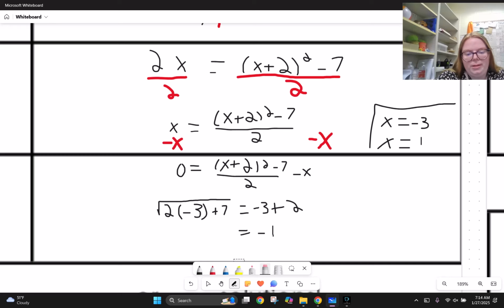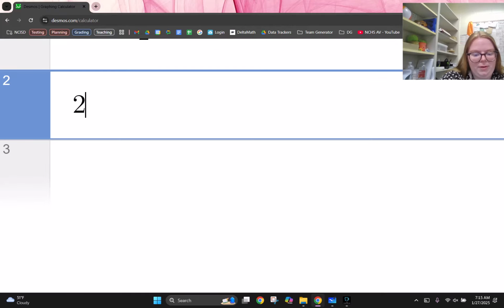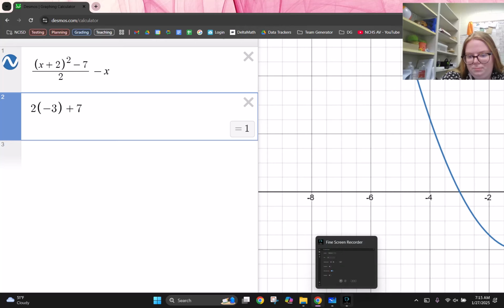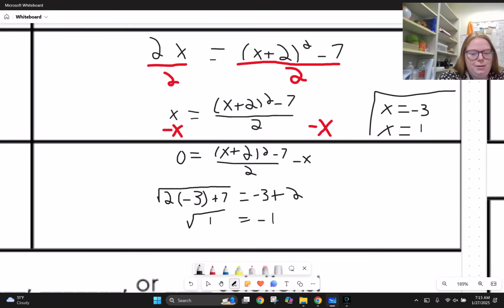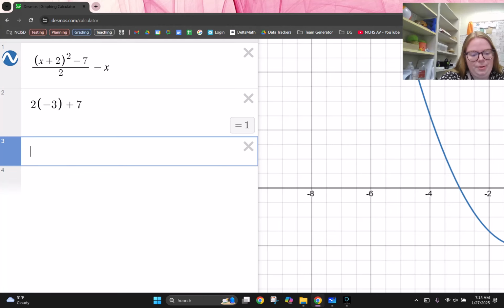Just like when we did the quadratic formula, remember that we can get imaginary numbers using square roots, so we always want to type in what's under the square root separately. Again, you can use Desmos to help you with this. So in this case, we've got 2 times -3 plus 7, which is 1. So we've got the square root of 1 equals -1. And again, if you can't do square roots off the top of your head, that's what you have Desmos for.